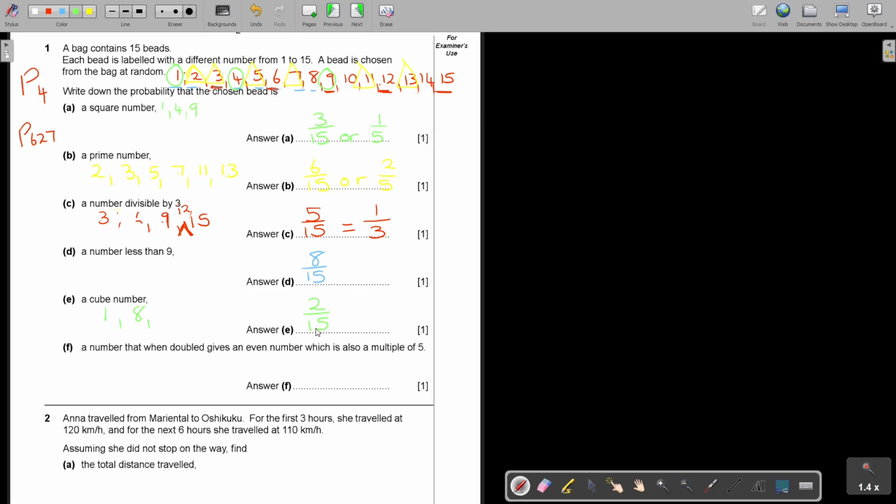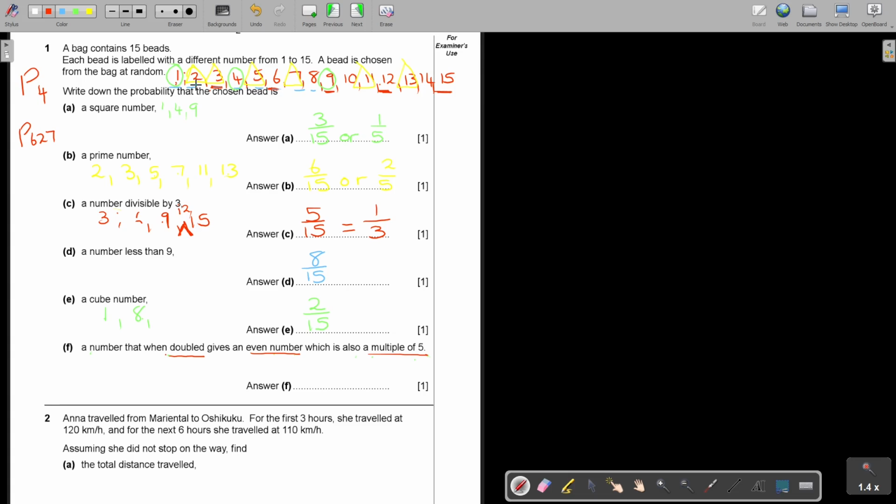Okay. And then a number that when doubled gives an even number, which is also a multiple of 5. Okay, so you must highlight just. This is a bit more tricky. Let me just make it in red. You must double it. Then it must give an even number, but it must be a multiple of 5. And that's why I was thinking, okay, you can test all. Okay, let's test it with this one. So if you say 1 and you double it, that's 2. But, okay, it's an even number, but it's not divisible by 5.